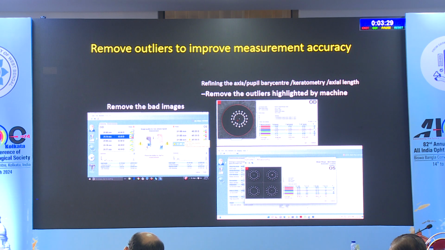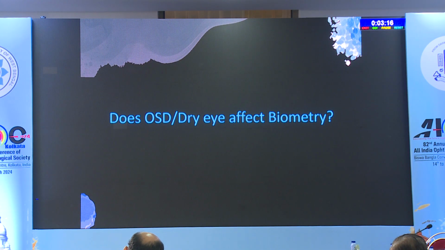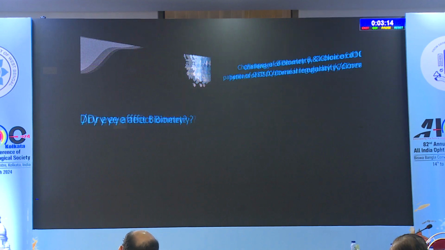So when your optoms are doing the biometry, they are not so aware that the machine highlights these yellow points and your standard deviation is higher. The moment you remove the outliers, your standard deviation becomes much less. So accuracy again is required here. So as I said, OSD and dry eye.